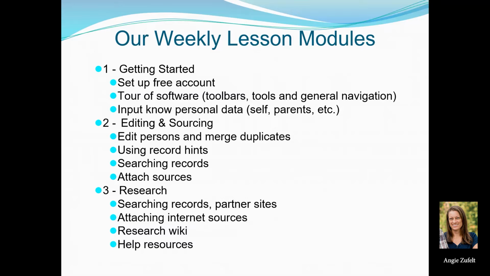Then on week 2, we start showing them how to edit. And hopefully between week 1 and week 2, we find at least one person that's deceased that ties into the big global tree. But on week 2, we go ahead and start looking at those record hints. Once we've got someone deceased tied in, we start searching the record just a little bit, attaching those sources from those record hints.